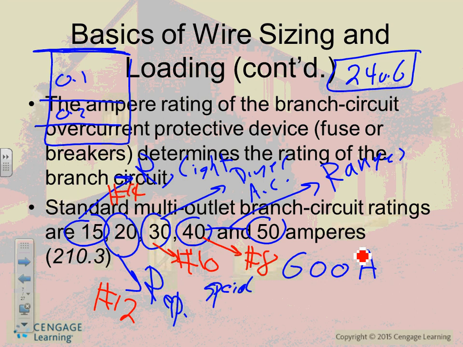These are the typical sizing that we do. So if your branch circuit is 15 amp, minimum 14. If you're 20 amp, minimum 12. If 30 amp, minimum 10. If 40 amp, minimum 8. 8 will cover you for 40 or 50. If you guys know that, you have just sized everything in the residential project. Done. What's 30? 30 amps is number 10.